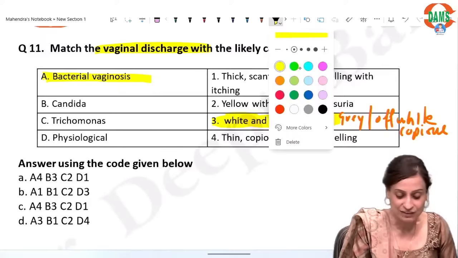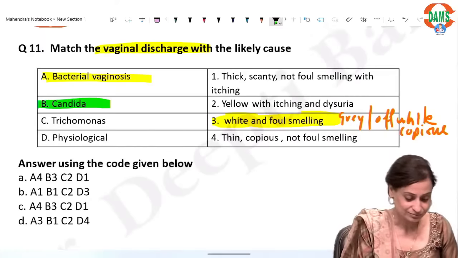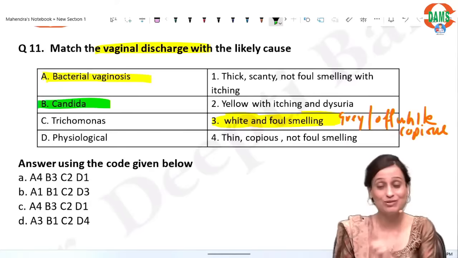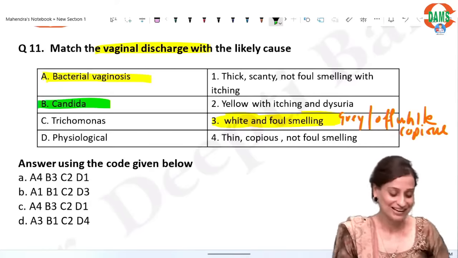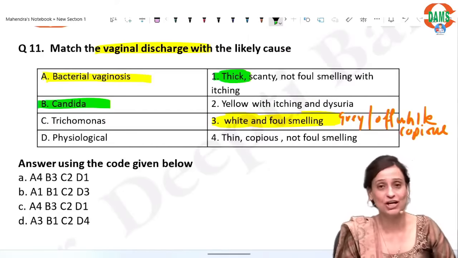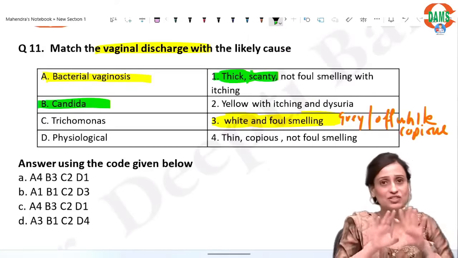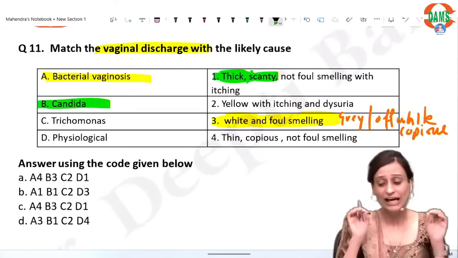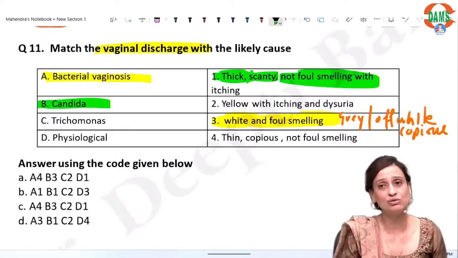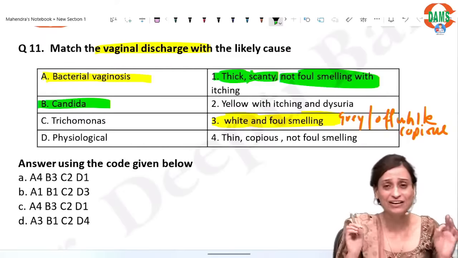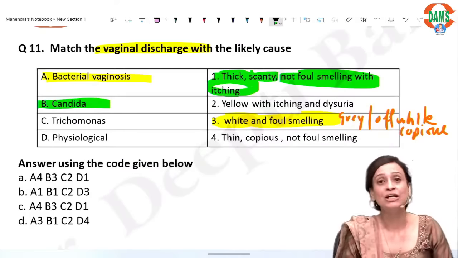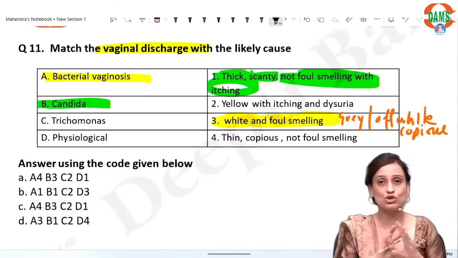On the other hand, when you talk about candida, you know that it is white, and I thought you might get confused, but you didn't. So I'm very happy with that. So candida has to be a thick discharge, and it is scanty because it sticks to the vaginal walls. And most importantly, candida is not foul smelling discharge. Okay. And the key thing in candidiasis has to be itching. Okay. In bacterial vaginosis, there is no itching.